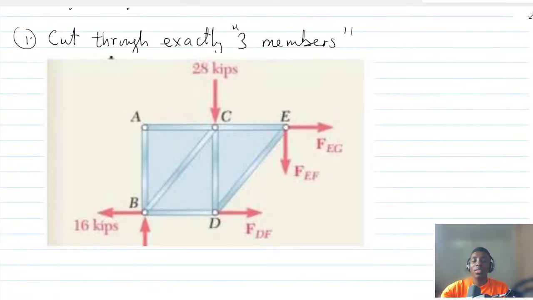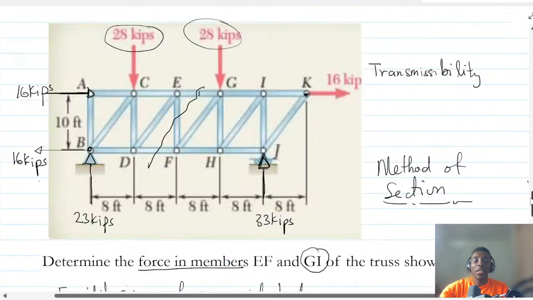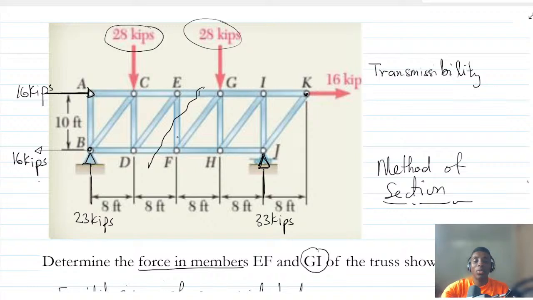This is what we will get, because we have been able to cut through E, F, and then D, F, and that is exactly what we have done here. So you can see that that F portion is missing because we have cut away.